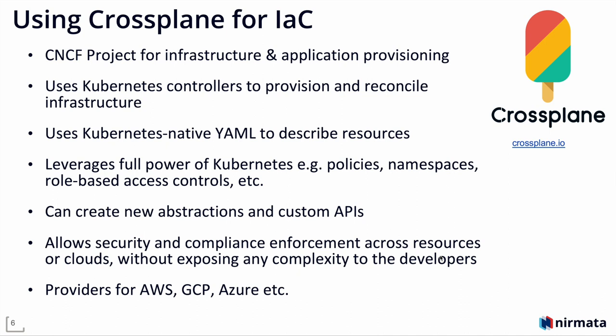The benefit of this approach is that you can leverage the full power of Kubernetes, like policies, namespaces, role-based access controls, and so on. It can also monitor the state of your resources and reconcile those resources from the cloud, which gives you a view into the health or status of your resources. Another benefit of using Crossplane is creating abstraction. If you want to deploy multiple resources, you can create an abstraction to deploy multiple cloud resources with a single abstracted YAML.